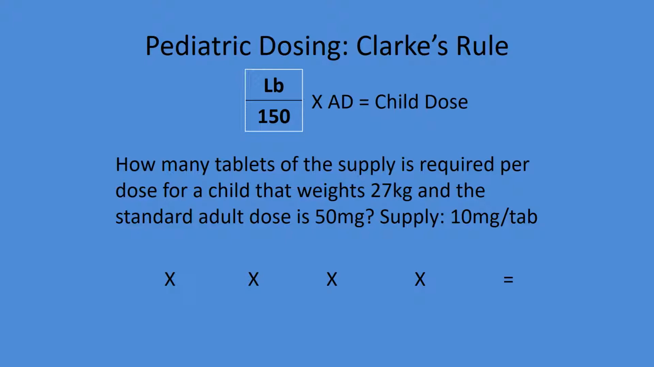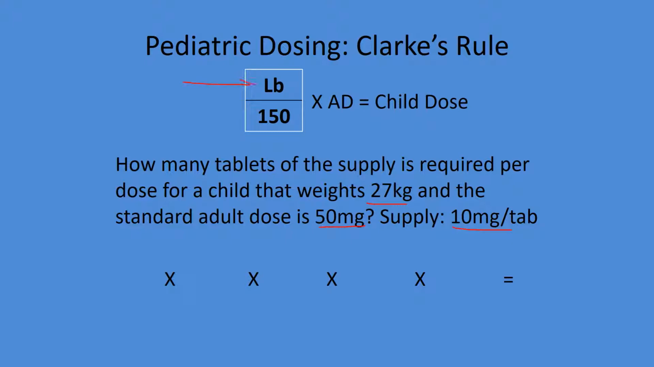All right, let's take a look at this example. We're going to have to figure out how much supply to give. How many tablets of supply are required per dose for a child that weighs 27 kilos, and the standard adult dose is 50 milligrams. Supply comes 10.